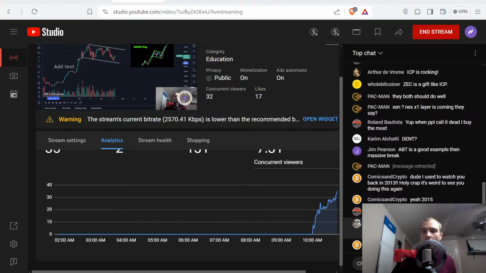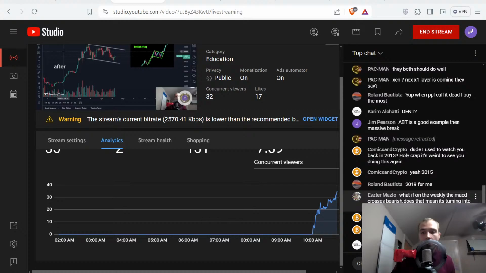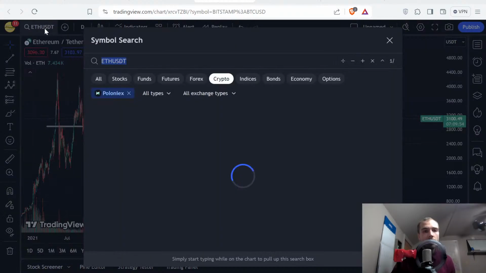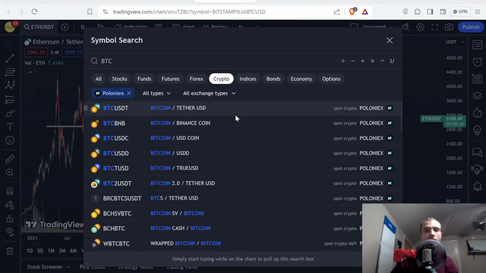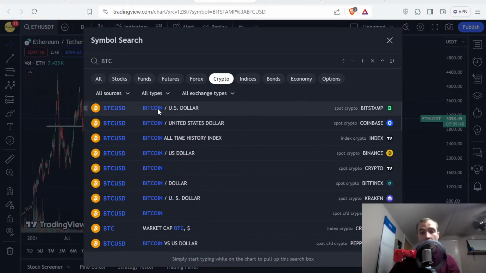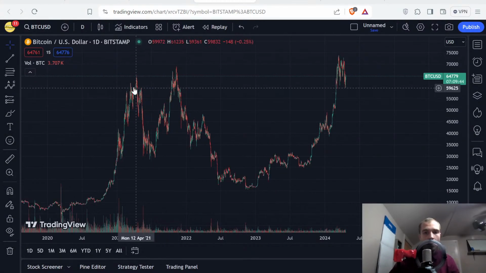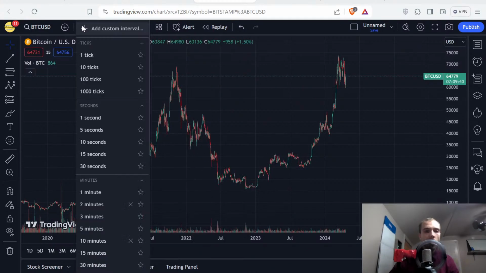Esther, what if on the weekly the MACD crosses bearish? What does that mean for turning into a downtrend? Well, if the MACD turns bearish, then really that doesn't automatically mean things are bearish. I see this a lot. I see people using indicators kind of too religiously, especially on trading channels.